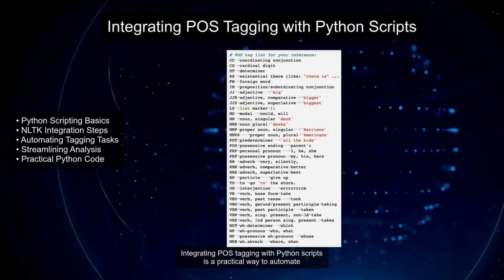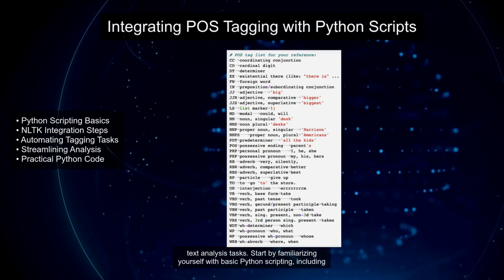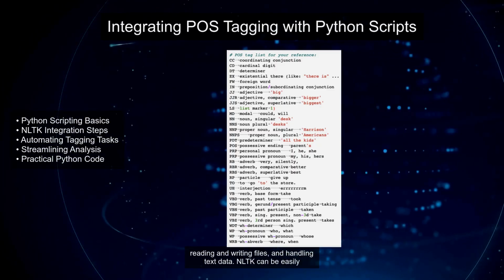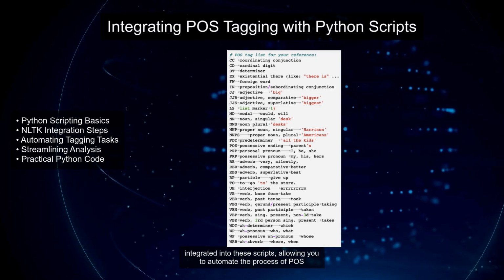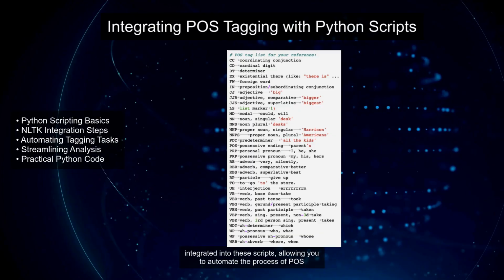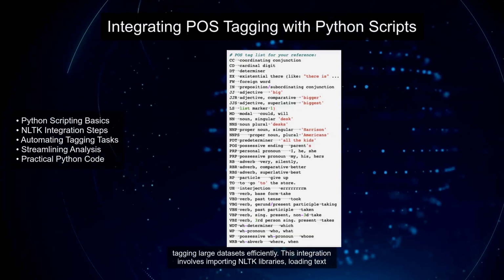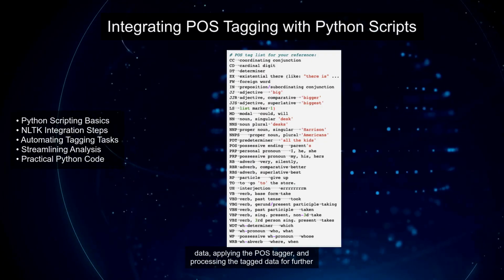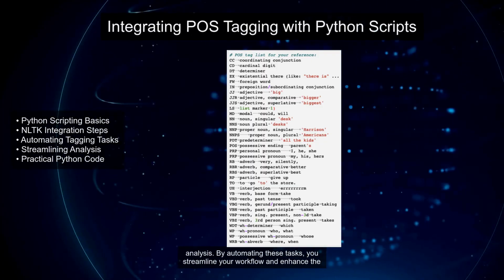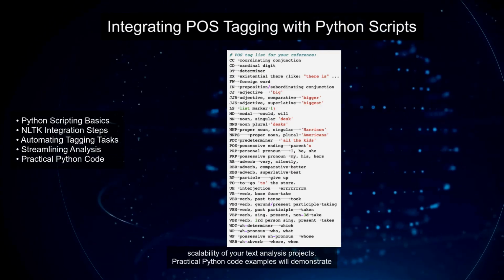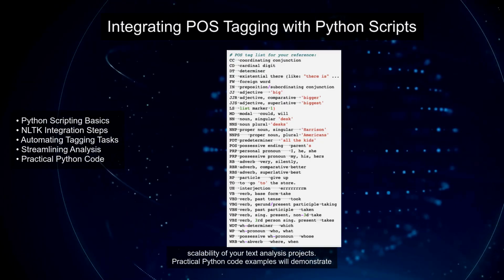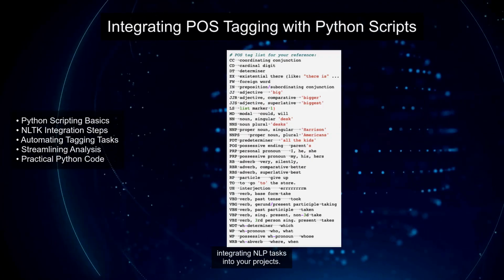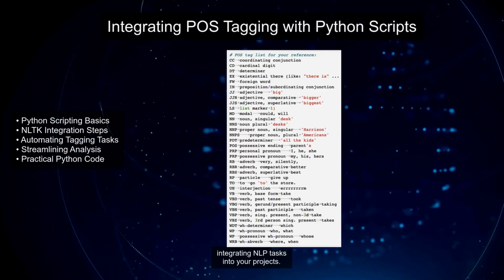Integrating POS tagging with Python scripts is a practical way to automate text analysis tasks. Start by familiarizing yourself with basic Python scripting, including reading and writing files, and handling text data. NLTK can be easily integrated into these scripts, allowing you to automate the process of POS tagging large datasets efficiently. This integration involves importing NLTK libraries, loading text data, applying the POS tagger, and processing the tag data for further analysis. By automating these tasks, you streamline your workflow and enhance the scalability of your text analysis projects. Practical Python code examples will demonstrate how to implement these steps, providing you with a robust foundation for integrating NLP tasks into your projects.